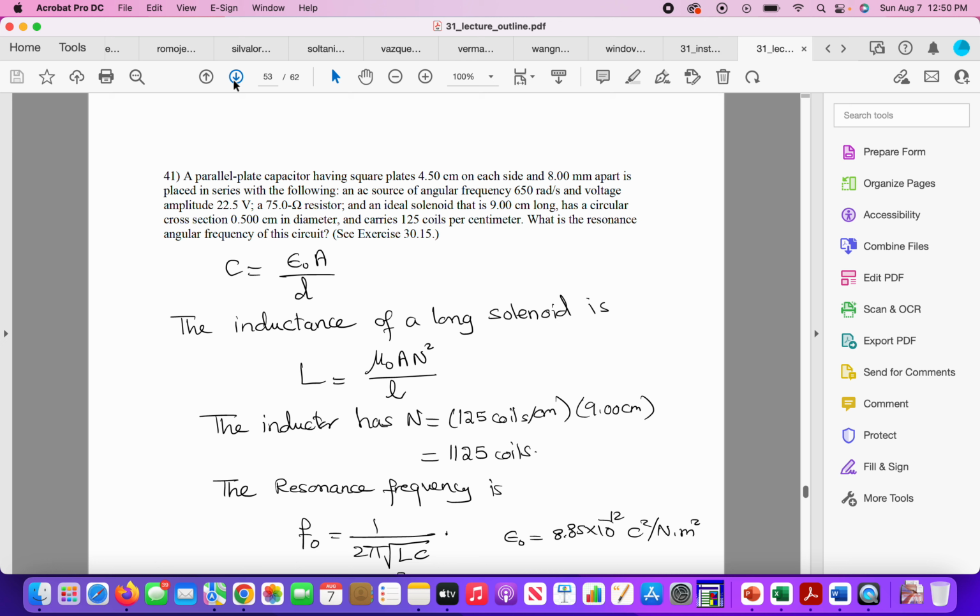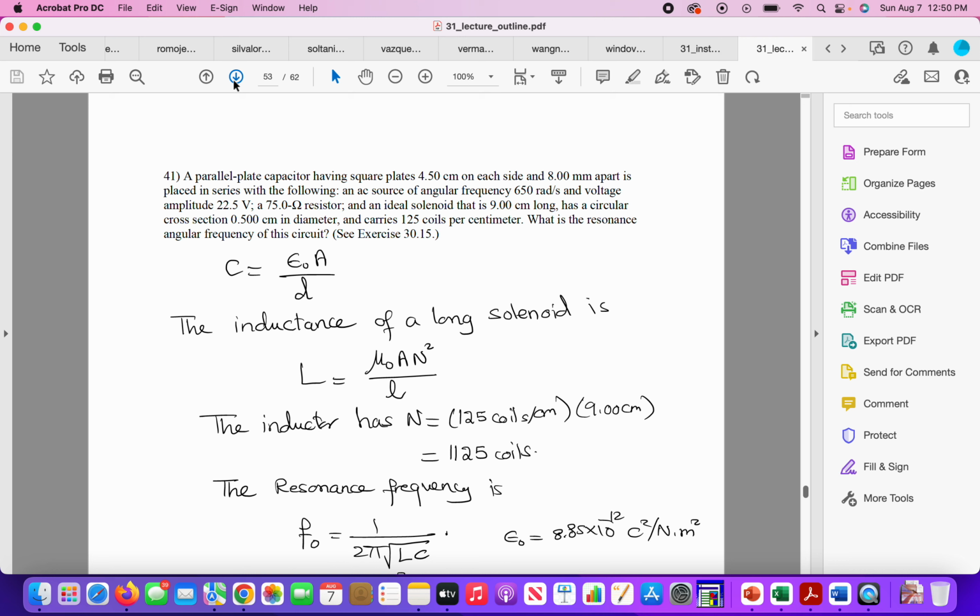Okay, now a parallel plate capacitor having square plates 4.5 centimeters on each side. Then apparently this is to calculate the area. And 8 millimeters apart is placed in series with the following. Then for the capacitor, we can calculate capacitance from epsilon 0 A over D, and apparently this information was provided for this purpose.